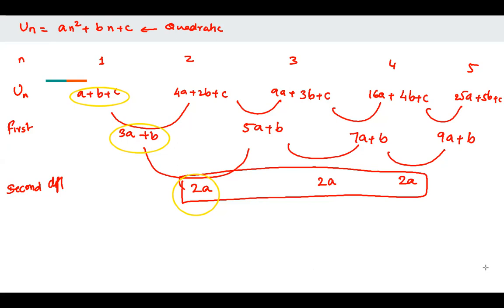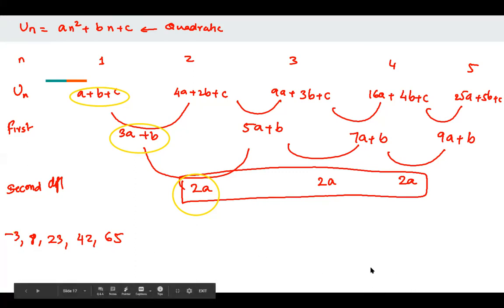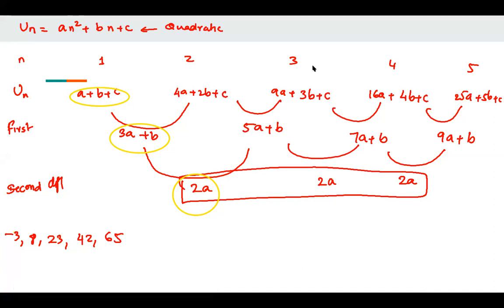So let's just take the same sequence that we took earlier for finding out the general term formula. Let's say the sequence that I took in the beginning is -3, 8, 23, 42, and 65. And what I do is I'm actually going to just create the same thing that I did out here. So -3, 8, 23, 42, and 65.